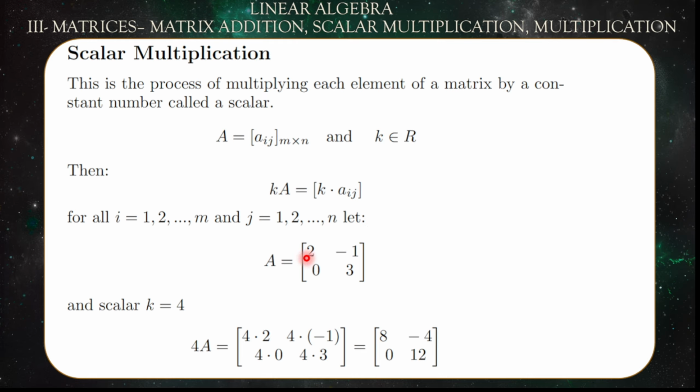So let A be equal to 2, minus 1, 0, 3. Then you have a scalar K equal 4. Let's multiply A by K. So 4A is equal to 4 by 2, then 4 times minus 1, 4 by 3 and 4 by 0, which is equal to 8, minus 4, 0, 12.